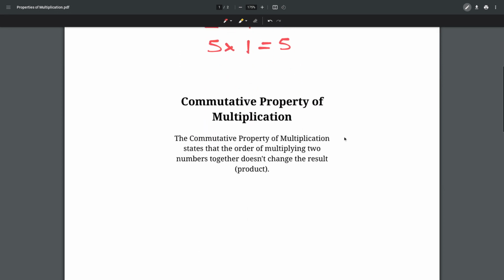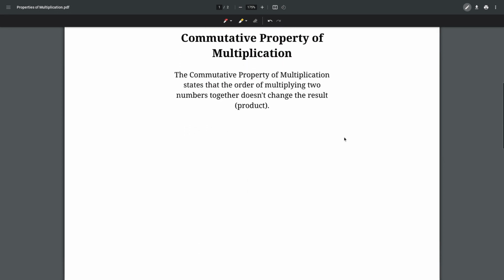Okay, next property I want to look at is the commutative property of multiplication. So the commutative property of multiplication states that the order of multiplying two numbers together doesn't change the result, which is called the product. So for example, a times b, some quantity a times some quantity b, well that's going to equal b times a.